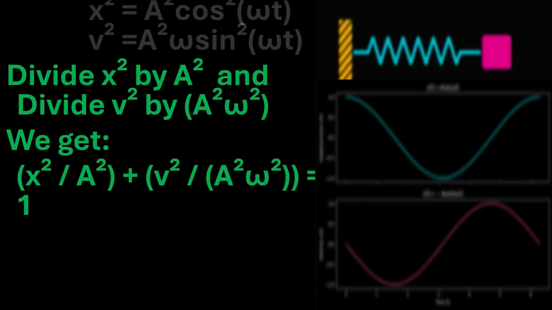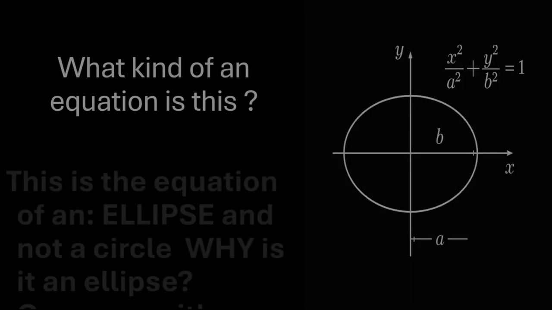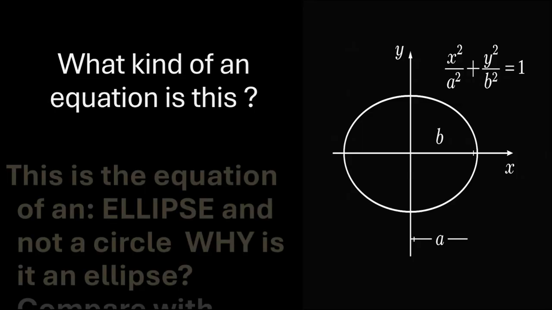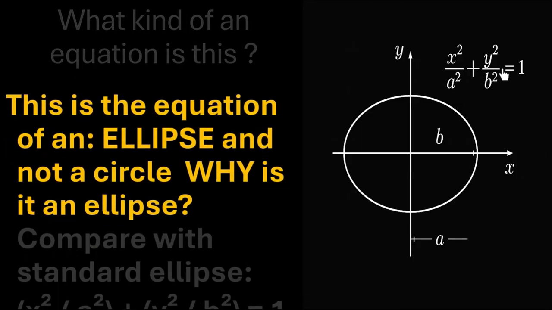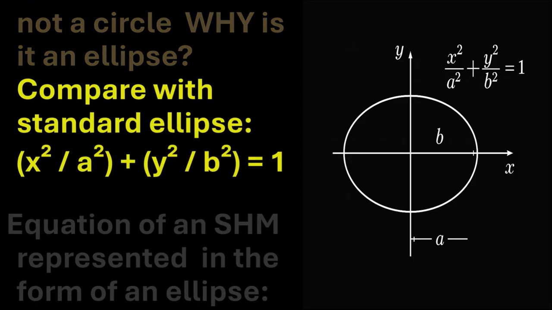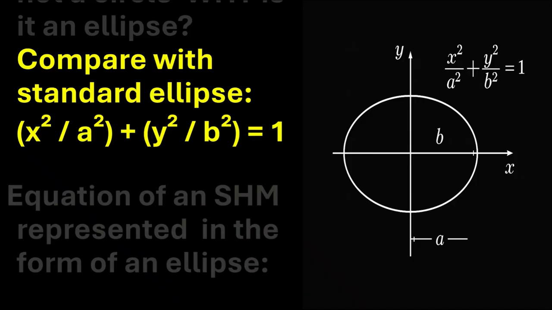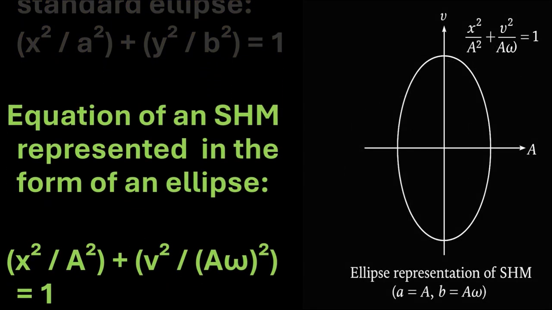Well, what is that? What does it convey? What kind of equation is this? This is actually not the equation of a circle. This is in fact x squared by a squared plus y squared by b squared, which is the equation of an ellipse and not of a circle. Now, why is it an equation of an ellipse? Because the mathematical form is x squared by a squared plus y squared by b squared.